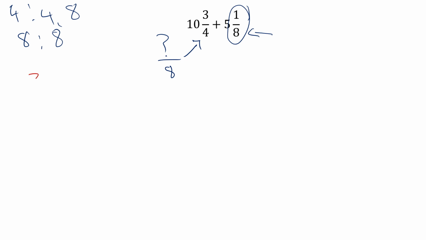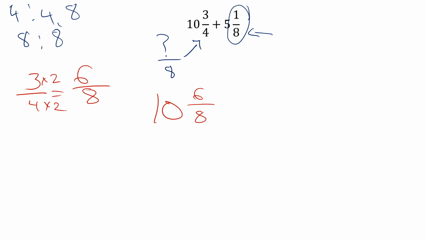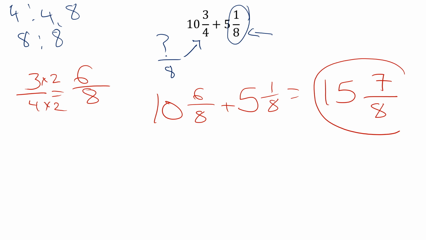So let's turn our 3/4 into an equivalent fraction with a denominator of 8. 4 times 2 equals 8. Multiply by 2 top and bottom, 3 times 2 is 6. And now let's substitute that in for 3/4. So 10 and 6/8 plus 5 and 1/8. And add. 10 plus 5 is 15. 6 plus 1 is 7. We get 15 and 7/8.